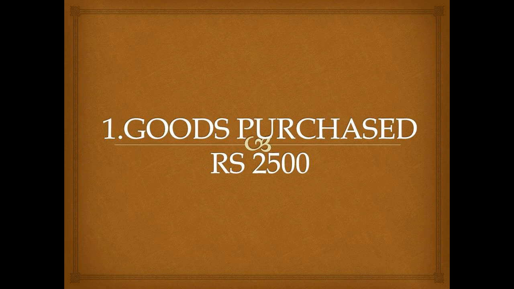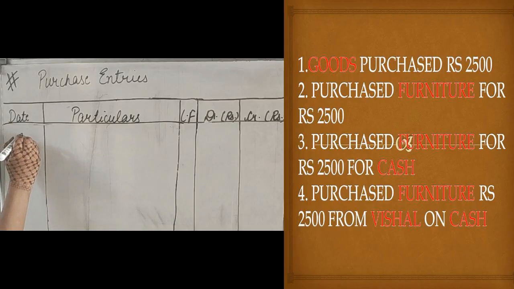First, you can see the first entry, goods purchased rupees 2500. In that entry, the name of the goods is not mentioned. Which kind of goods are purchased by the company or a person? So that's why we do not mention the name of the good.